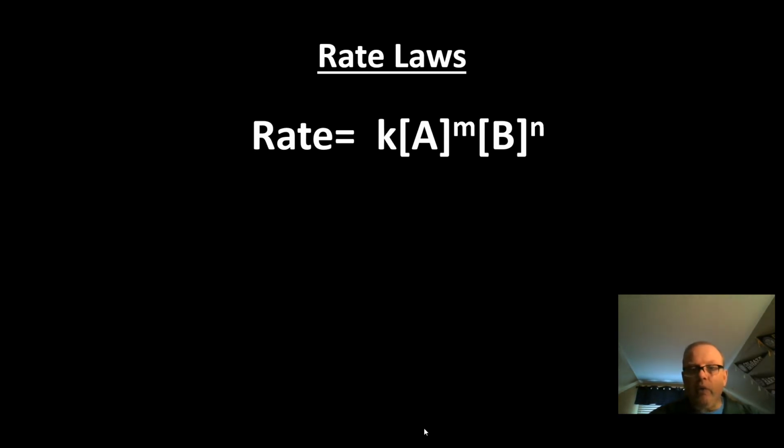B would be a second reactant and would be treated separately from A, and it would have its own rate order, which is the letter n up there. If we multiply k, the rate constant, times the concentration of A to its rate order, and then times the concentration of B to its rate order, we will get the rate of the reaction. The rate of the reaction will usually be expressed in the units of molarity per second or perhaps molarity per minute, depending on the speed of the reaction.